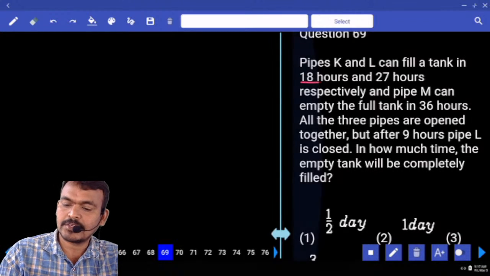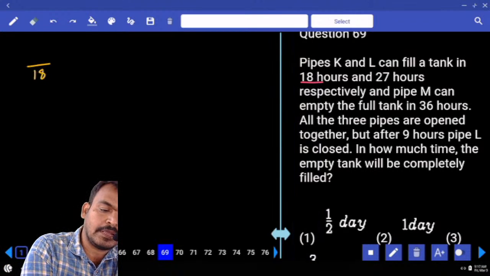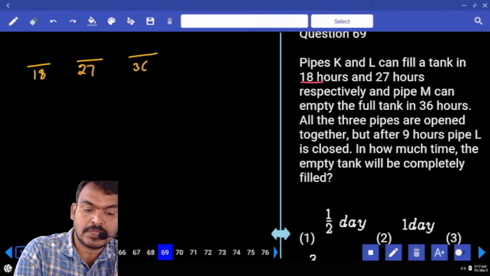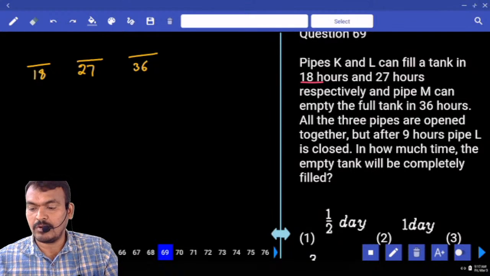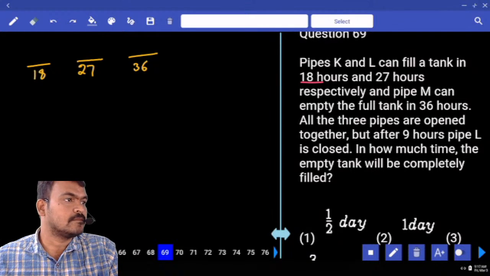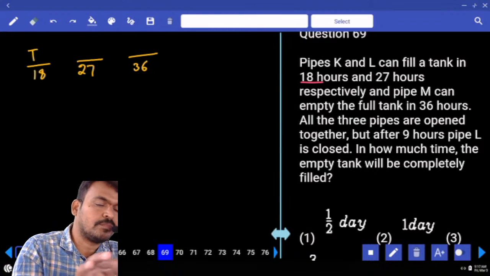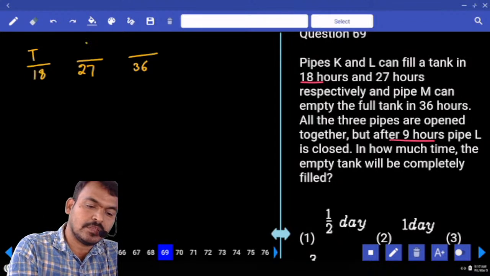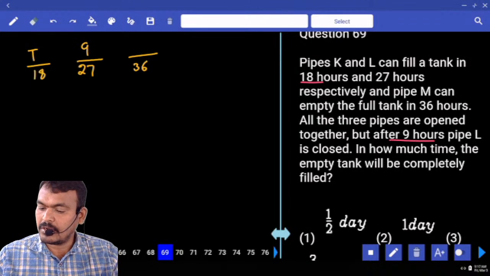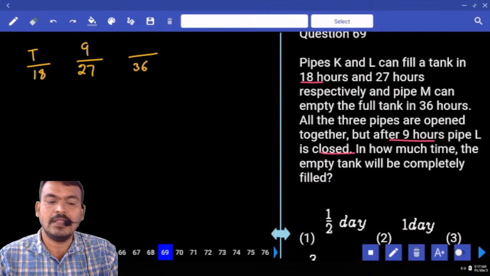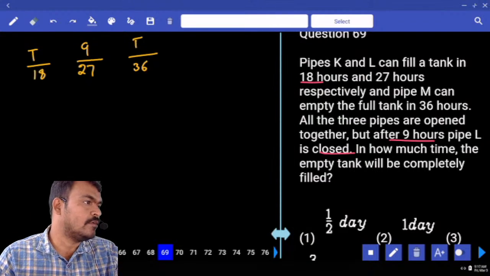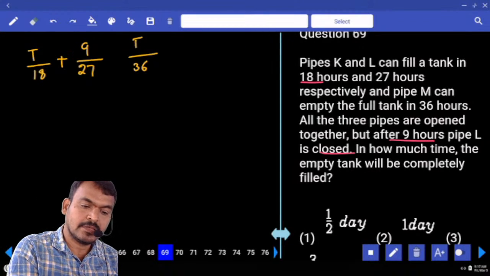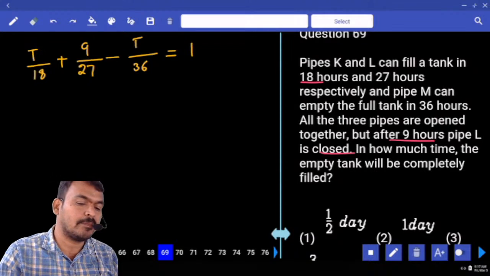What is the 1 hour work of the first one? 1 by 18. Second one 1 by 27. Third one 1 by 36. And here the first one is open from starting to ending, so it is open for t hours. The second one is open for only 9 hours. But the third one is open all the time, so it is also open for t hours. The first 2 are inlets and the third one is outlet. Plus minus equal to total tank capacity 1.